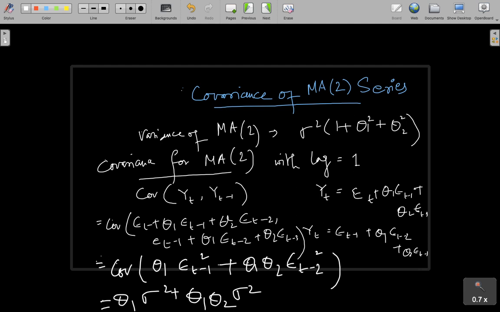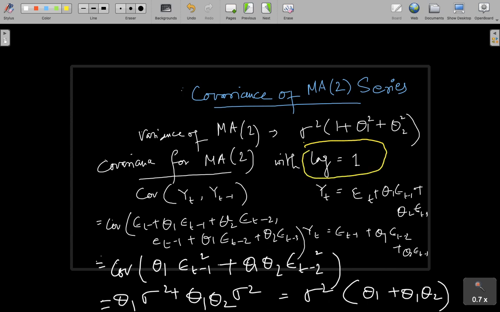Which is sigma square into theta 1 plus theta 1 theta 2, right? So that's basically the covariance term for lag equal to 1. Okay, so that's very important. The value that I got is for lag 1. You can also replace 1 with minus 1, so basically they're the same thing. It depends on in which direction you are doing the shifting, but the value remains the same, right?